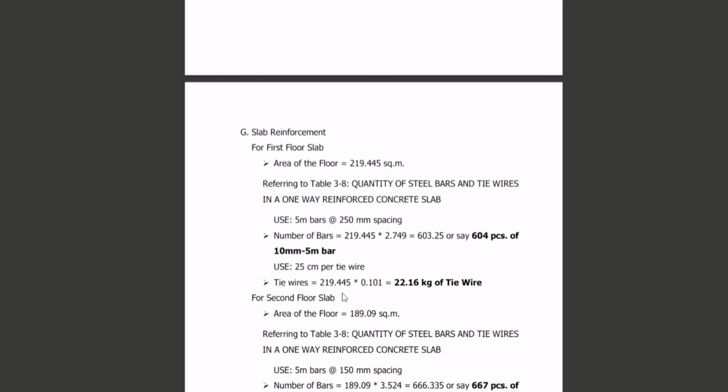Ngayon sa tie wires naman niya, yung total na area niya, multiply na natin ng 0.101. So, constant na to, galing din to sa libro. So, yan. Which is equals to 22.16 kilograms of tie wires.